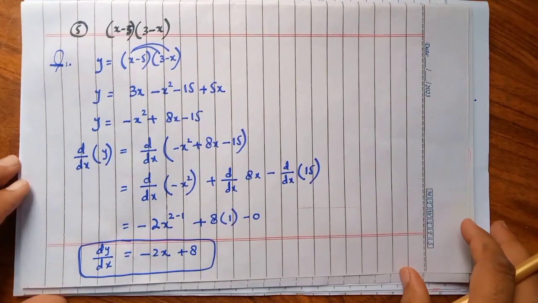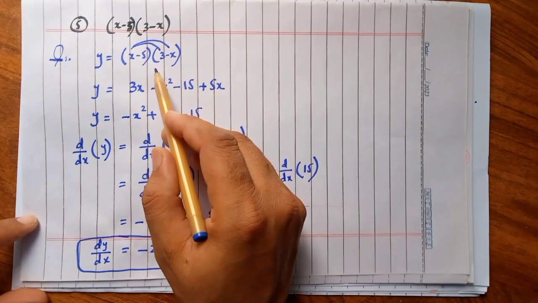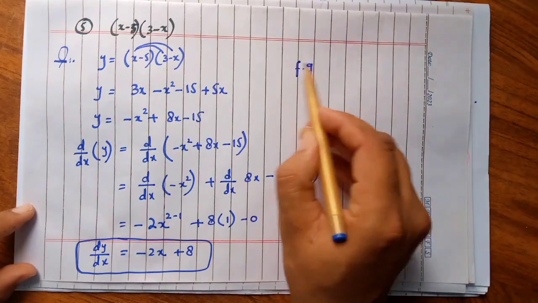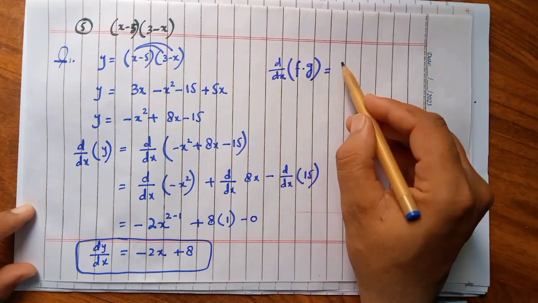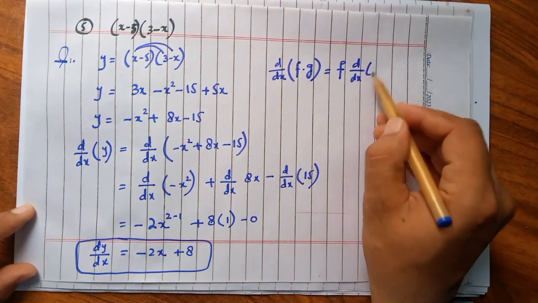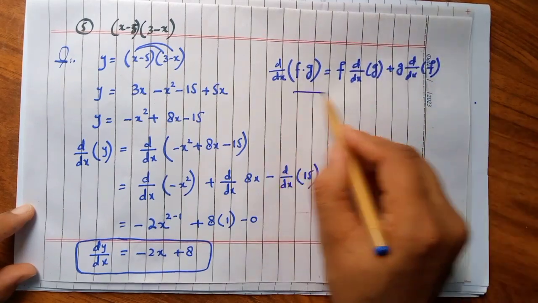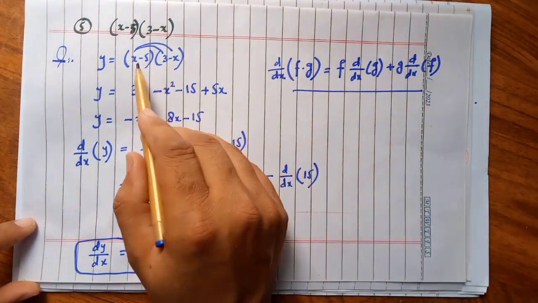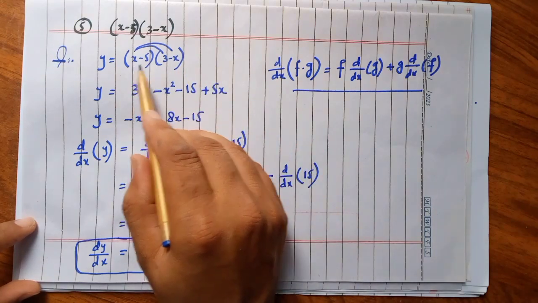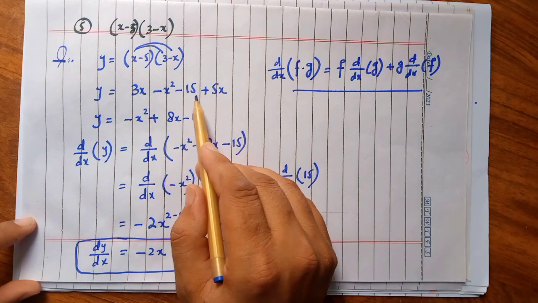After question number 4 we will discuss question number 5. So we know about the product rule. So here we can apply the product rule because the two functions are in the form of multiplication. So if two functions are in the form of multiplication, we will write f d over dx of g plus g d over dx of f. This is called the product rule. So here we can also apply the product rule and we can also simplify. So after simplification we will multiply these two values. So this will become 3x minus x square minus 15 plus 5x.